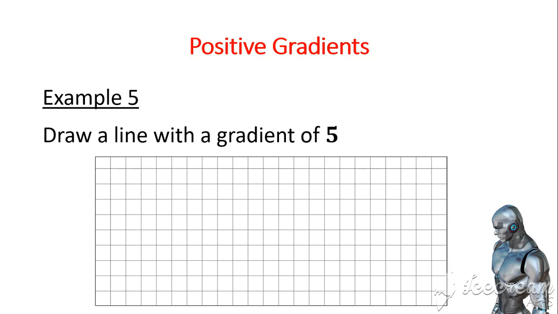What about drawing a line with a gradient of 5? Well, let's come back to the idea that a gradient of 5 is 5 over 1. Any whole number is over 1. So now I just need to start somewhere on my grid and rise up 5 squares and run across 1 square.